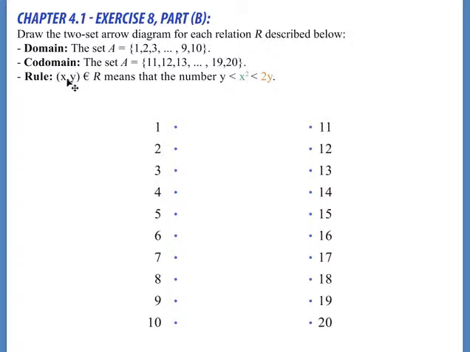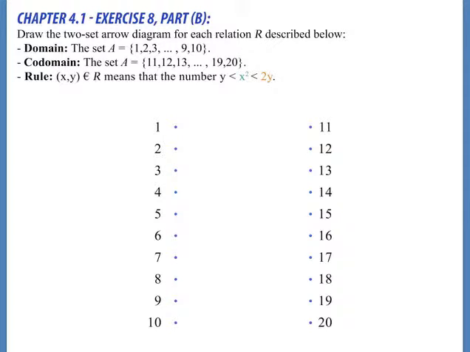The rule in here is that x, y is an element of the relation R means the rule is that y would be less than x squared, less than 2y. And the connection of this would be from the domain to the codomain. X domain would be the x, y would be the codomain numbers.